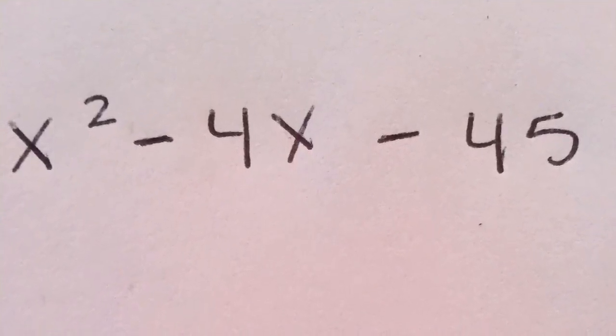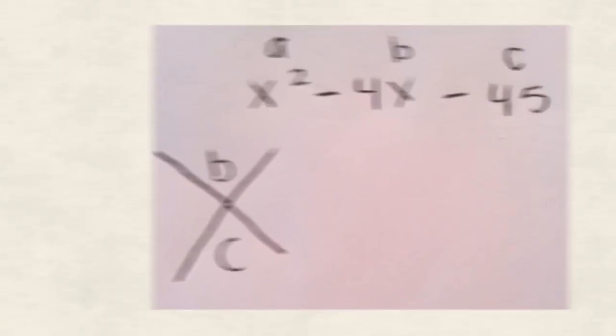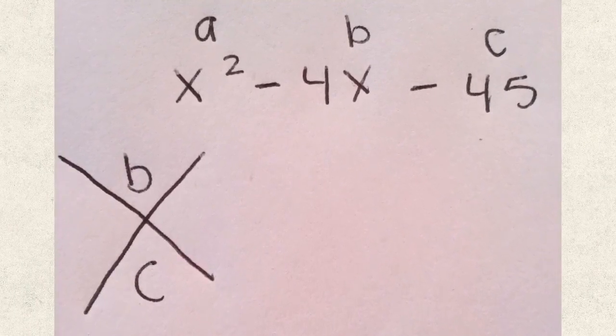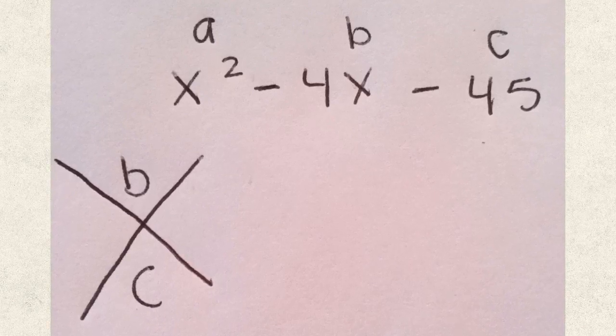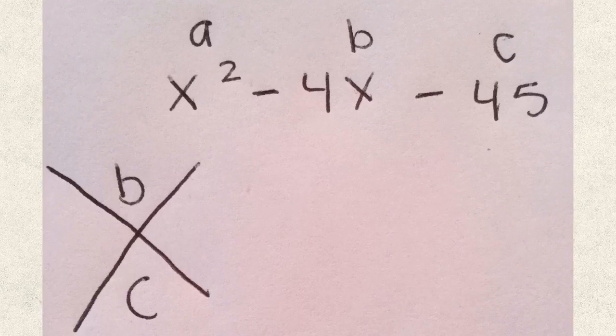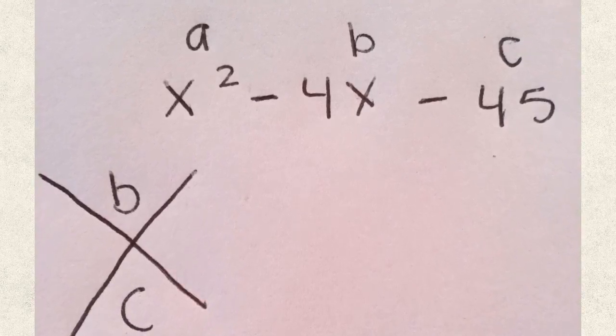This expression is in the form of ax squared plus bx plus c, just like I was shown before. On the bottom left corner, you have an x shape, and on the x shape, you would put on the top part of the x the number that represents b, and on the bottom, you would put the number that represents c. The two blank spaces represent the two numbers that add to equal b and multiply to equal c.